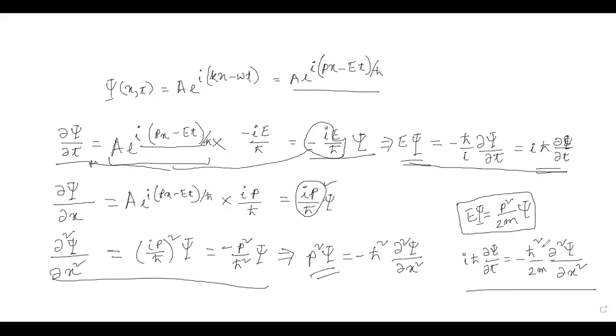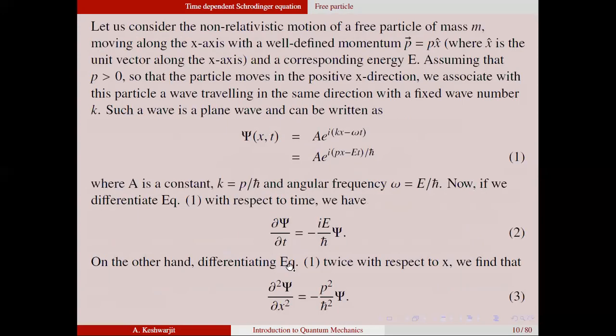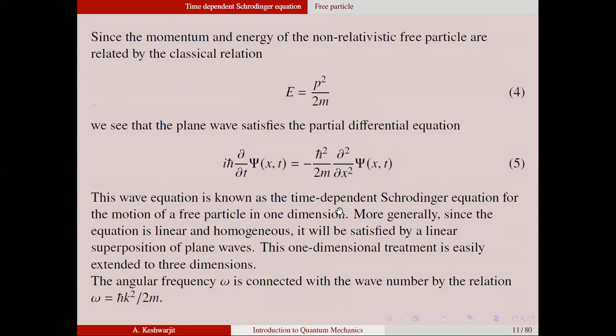So let me come back to my slide again. This is that equation: i h bar del psi by del t is equal to minus h bar square by twice m del 2 psi by del x square. This is what we have just obtained using this relation and these two expressions. This wave equation is known as the time-dependent Schrodinger equation for the motion of a free particle in one dimension.